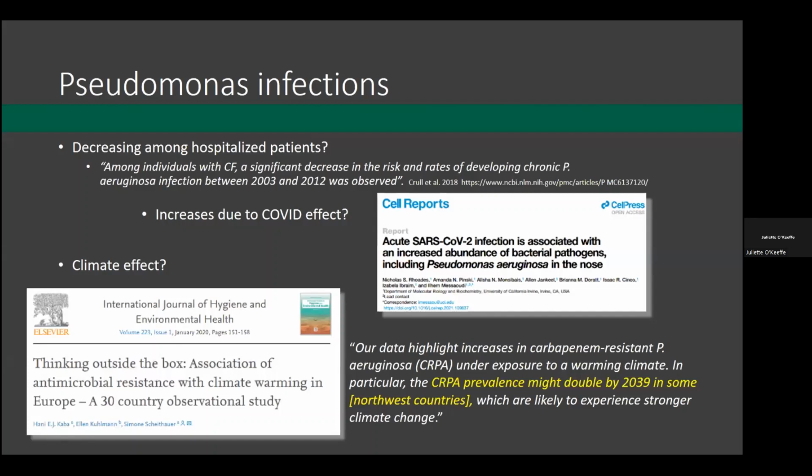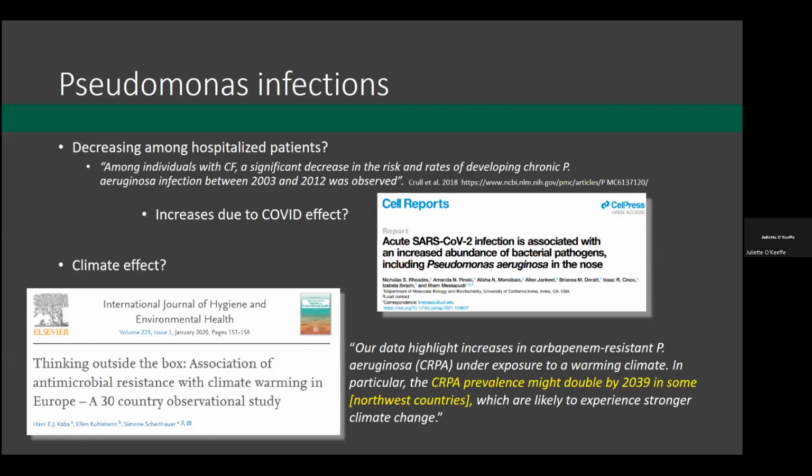So what are the trends for Pseudomonas? It's not as clear. Some indication that amongst hospitalized patients, there's a decrease that could be due to better clinical outcomes for those patients, as well as better infection prevention and control. During COVID, we saw some increases in Pseudomonas cases due to co-infections.